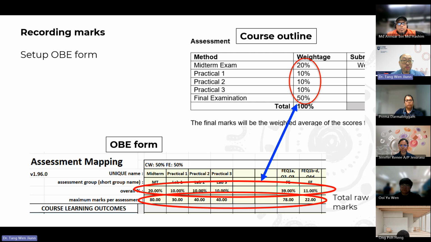So first, we have the OBE form. You have to set up the OBE form. In terms of the assessment, we always refer back to the assessment in the course outline. Make sure the weightage tallies. In your course outline, you promise people you have these five assessments. So in your OBE form, you should have the five assessments as well, with the correct weightage. And at the bottom here, these will be the raw marks for the components. For each exam, what are the raw marks?